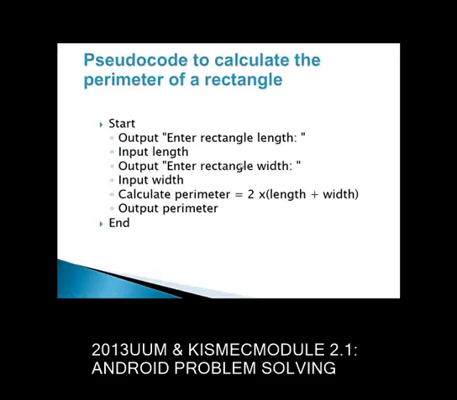So for example, pseudocode to calculate the perimeter of a rectangle. The algorithm starts with start, and then output to the user a prompt, and then get the input, output the rectangle width to the user, and then get the input width, and then do the processing, calculate perimeter, and then output back the perimeter. So this is not programming code. This is basically English-like code that tells you the steps. So 1 2 3 4 5 6 7 8, there are 8 steps involved to calculate the perimeter of a rectangle.